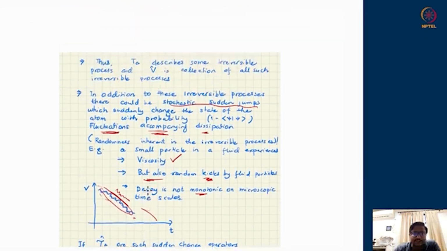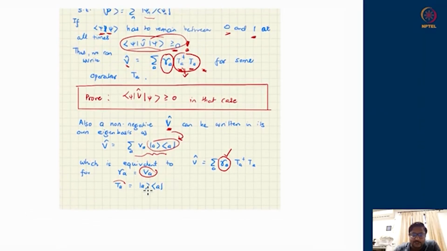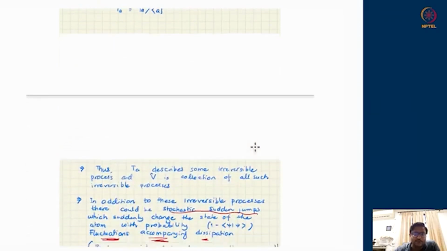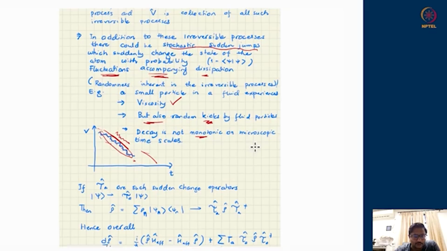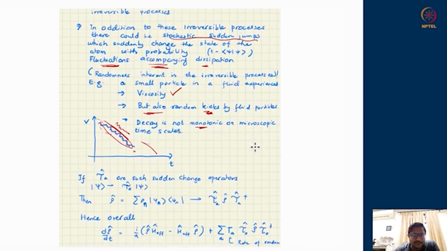So therefore, apart from these TAs, which are just controlling the smooth decay of the probability, let us assume there is some more to the openness of the quantum system. There are some sudden change operators or stochastic operators also, which try to change the state from psi to the action of this stochastic operator acting on psi. Okay, so these stochastic operators are like kick operators, while these decay operators are the V operator or the TA operator. So the tau A kind of operators are the kick operators, which on microscopic time scales change the state of the motion, the state of the particle.